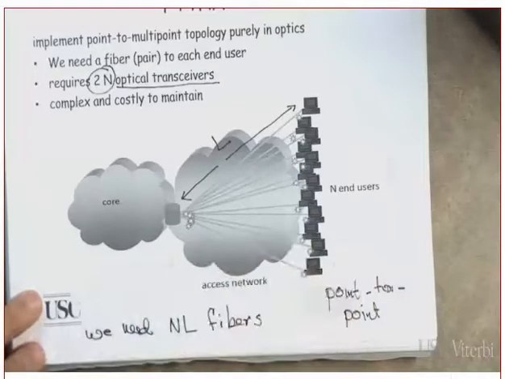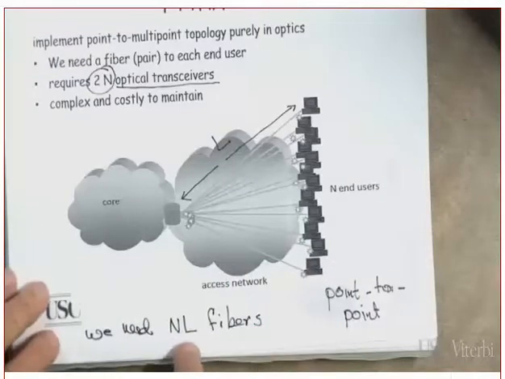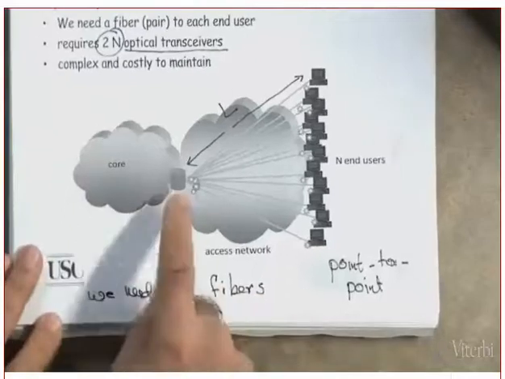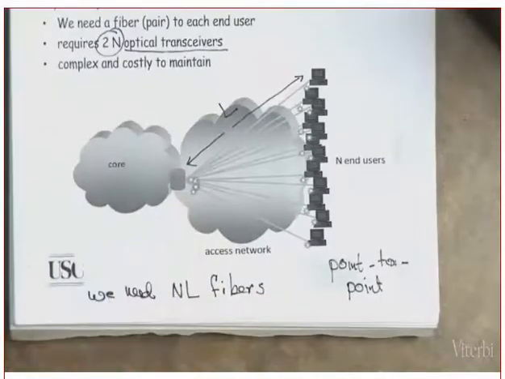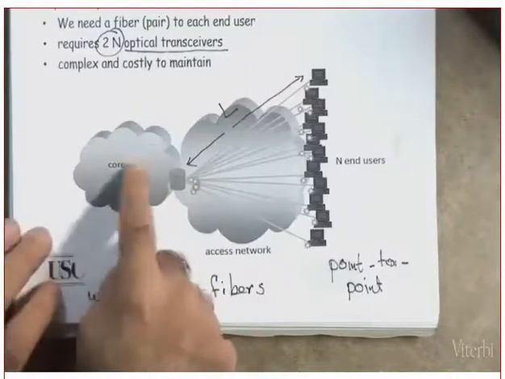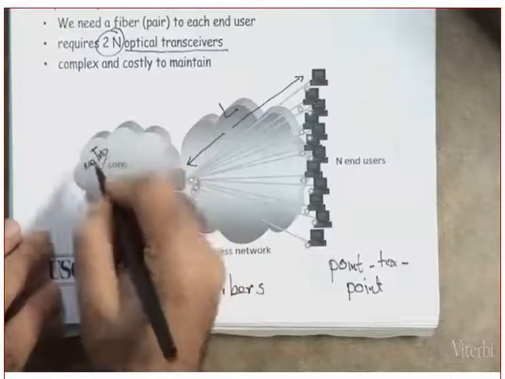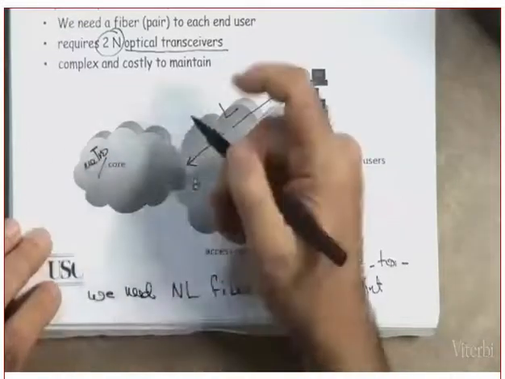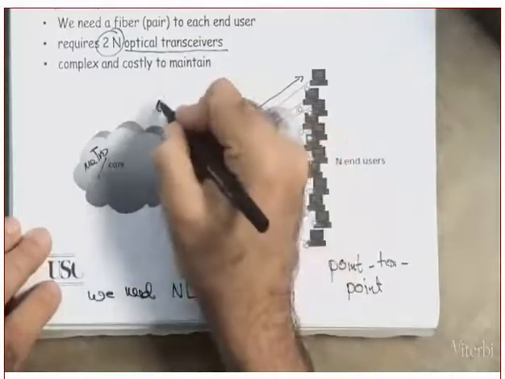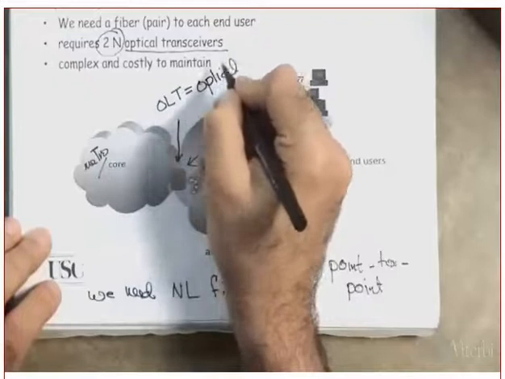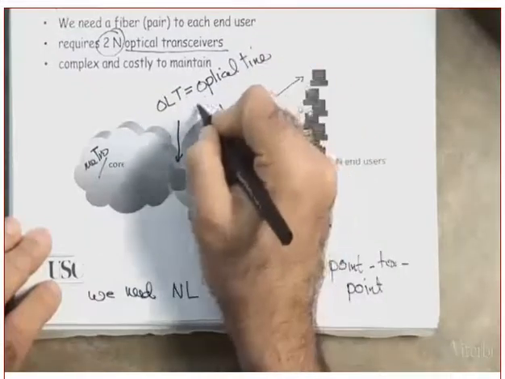Who doesn't like it? The service provider doesn't like it, because he has to deploy that many fibers, N times L fiber, and he has to have N optical transceivers in the office. Clear? What is this, by the way? This is the metro and the core. In other words, this, by the way, they call it OLT. OLT stands for optical line terminator.